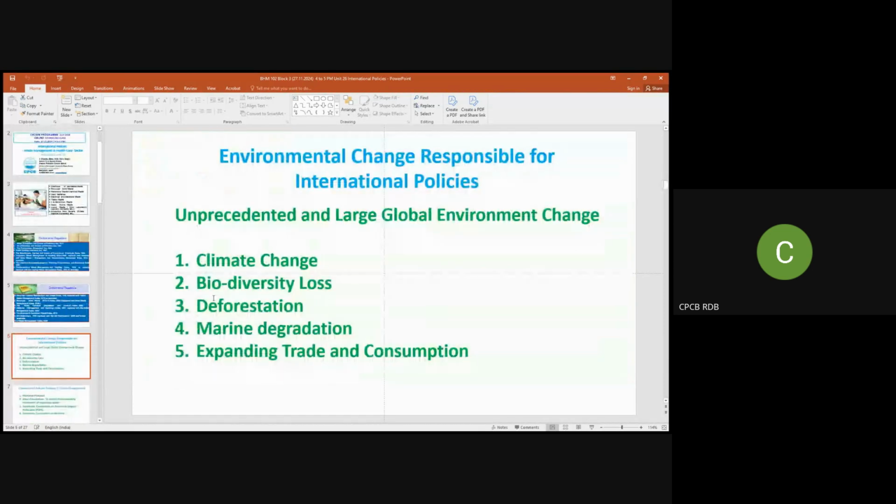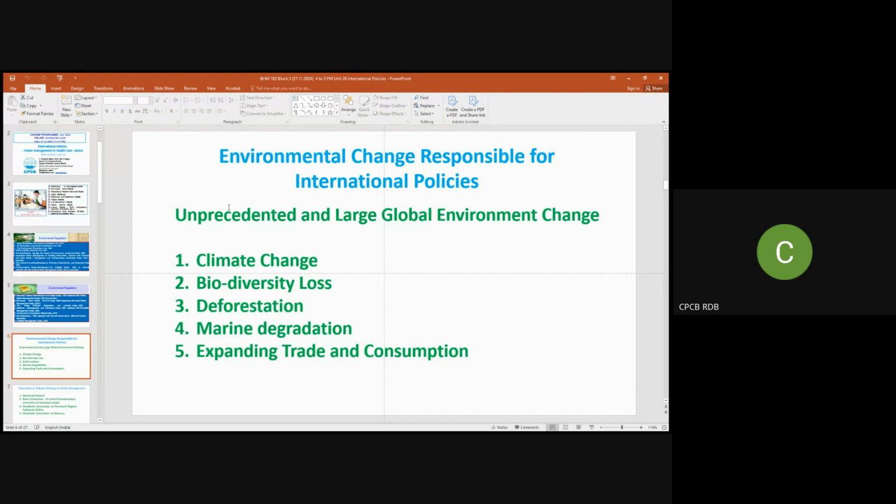Whereas coming to the various policies responsible, the environment is responsible for international policies, in order to avoid unprecedented and large global environmental change, climate change, biodiversity loss, and to minimize deforestation, marine degradation, and expanding trade and consumption, and various environmental changes are possible, and these are responsible.